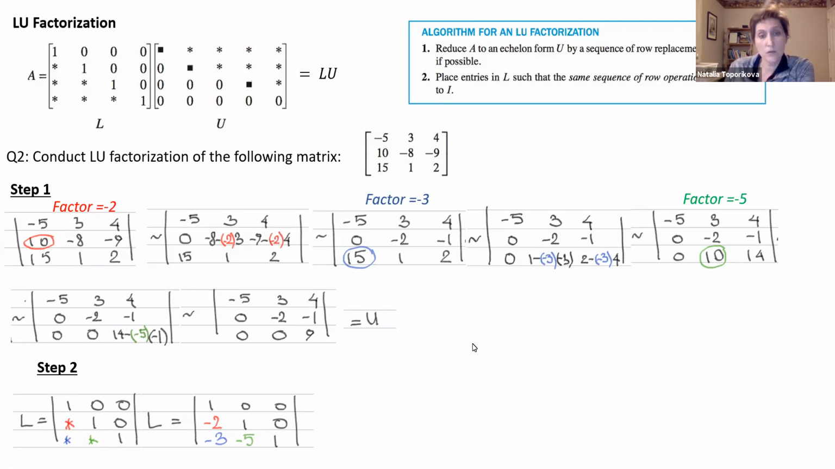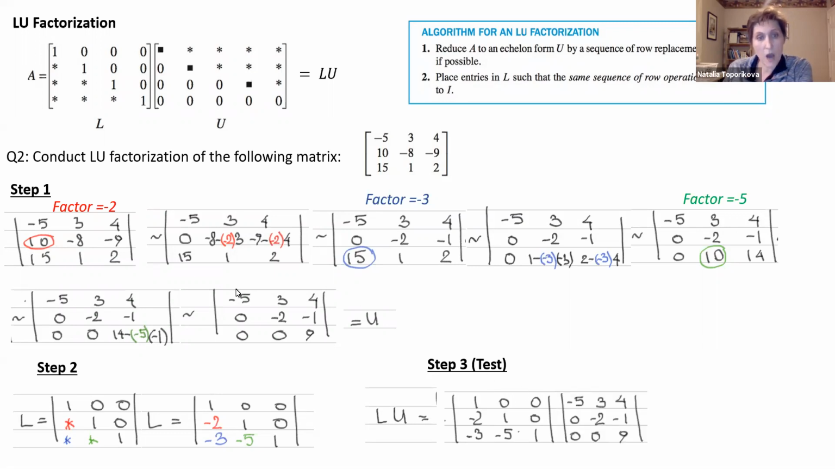But again, I will urge you to test your results. Let's take the matrix L, multiply it by matrix U, and see if it indeed gives us the original matrix. Okay, let's test. Again, this is the third extra step, which I strongly recommend you conduct every time you do LU factorization. So let's take our newly found matrix L and multiply it by our echelon matrix U. Because they have a lot of zeros, they are actually pretty easy to calculate.